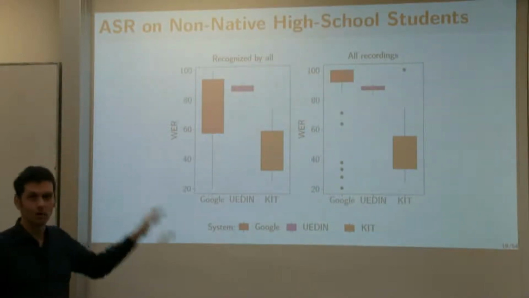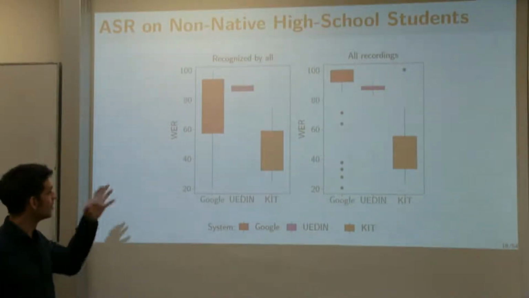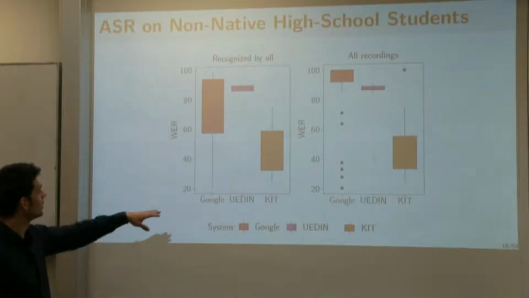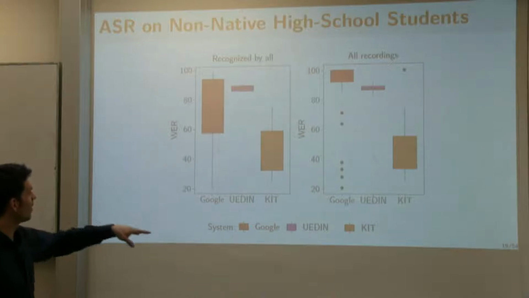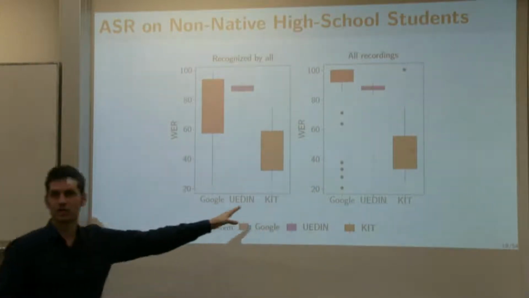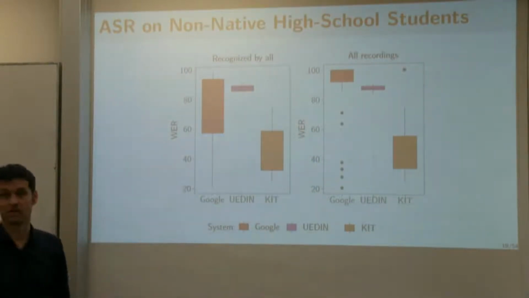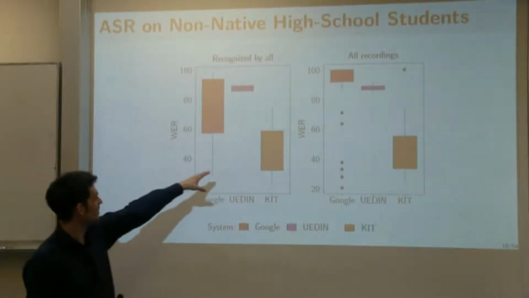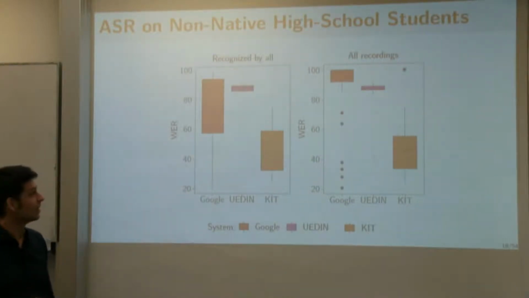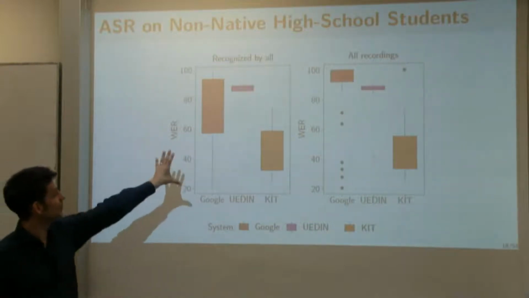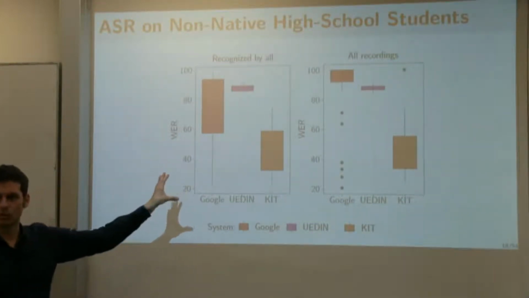So only one word in 10 is probably okay. The system by Edinburgh is also very high, and the system of the partner Karlsruhe Institute of Technology that we have in the project works best, but they still have the 40% word error rate, so 10 times worse than the humans. And this is the performance measured on the recordings.